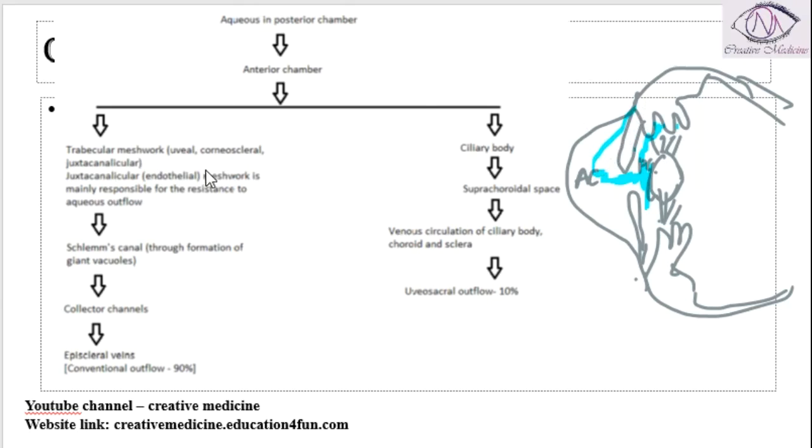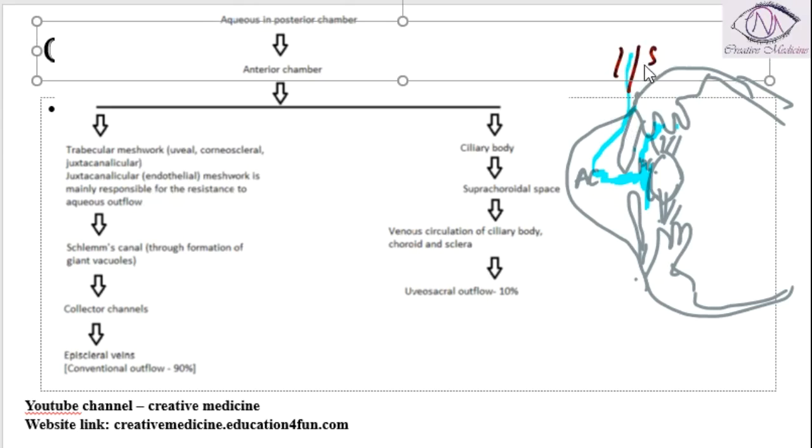The trabecular meshwork contains uveal, corneoscleral, and juxtacanalicular meshwork. It passes through them and goes to the canal called Schlemm's canal. From Schlemm's canal, it goes into the collecting channels and from there into the episcleral veins. So this is how the aqueous humor drains into the episcleral veins.